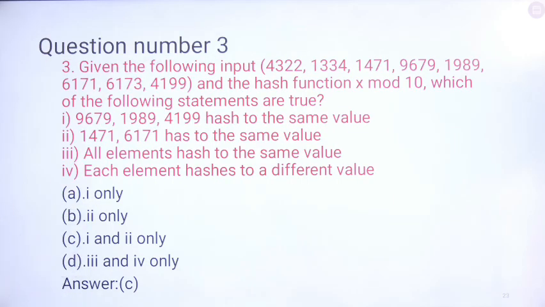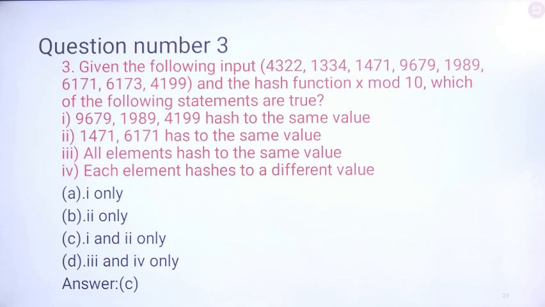And then question number 3. Given the following input of digit values, and the hash function is x mod 10, which of the following statements are true? So we can apply the separate chaining method here. Separate chaining means we can segregate the values into linear lists. So the options are: 1 only, 2 only, 1 and 2 only, 3 and 4 only. Our answer is 1 and 2. So what are 1 and 2?